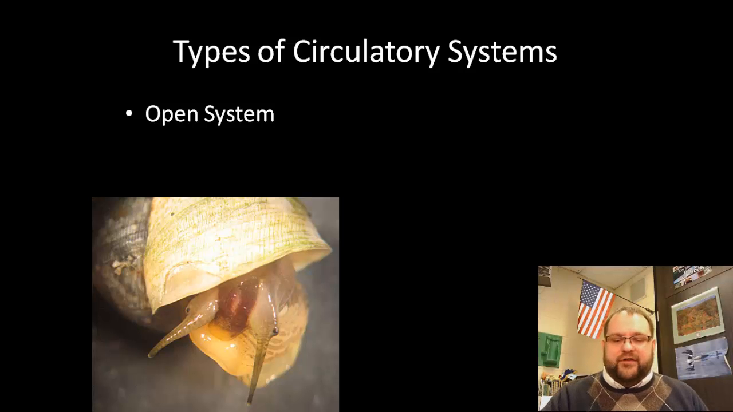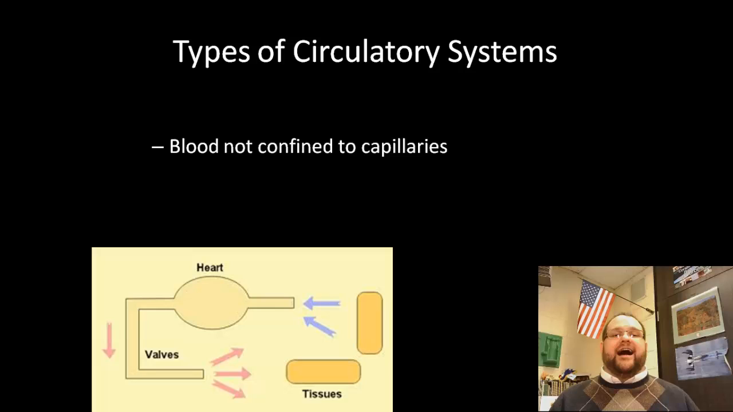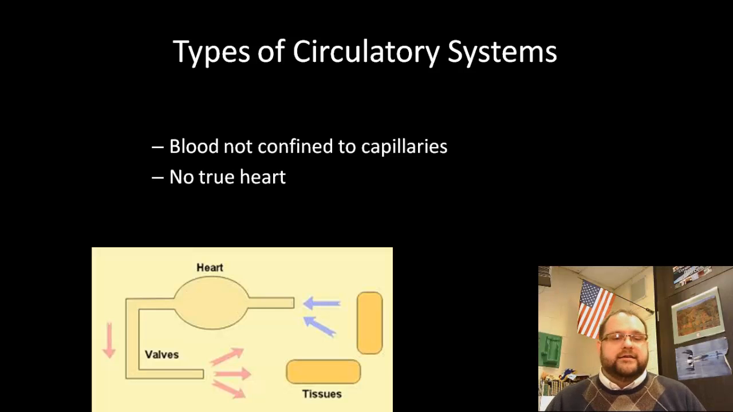In an open circulatory system, the blood is not confined to vessels. So the blood sort of floats around their entire body. For instance, if we take a look at this diagram down here, there's a heart. That heart is going to pump blood through the valves and out into the tissue. It's just going to pump it out into the body. And then that heart pumping is going to suck blood back into the heart, and it's going to continue to circulate it. So the blood is not confined to capillaries. There's no real true heart. It's pumped throughout the body and sucked in and then pumped back out to the body again.